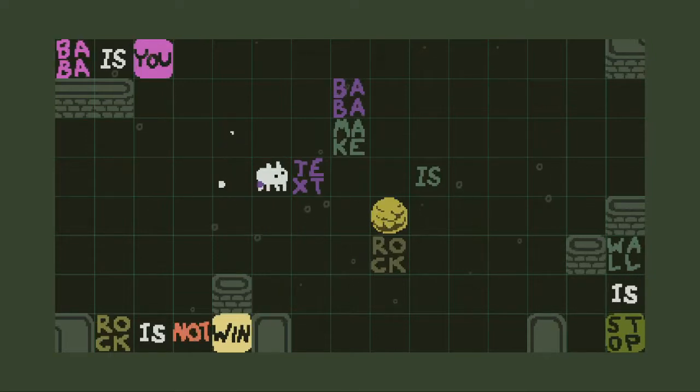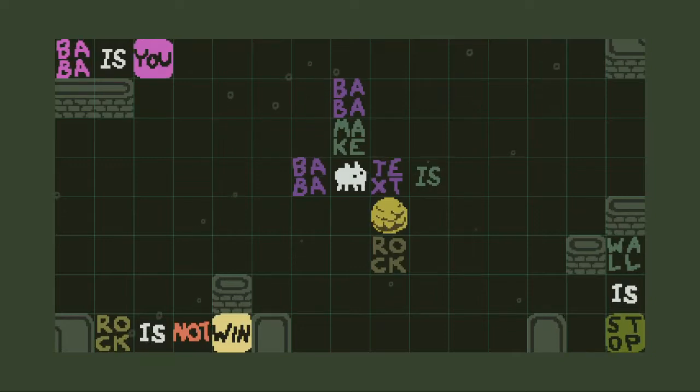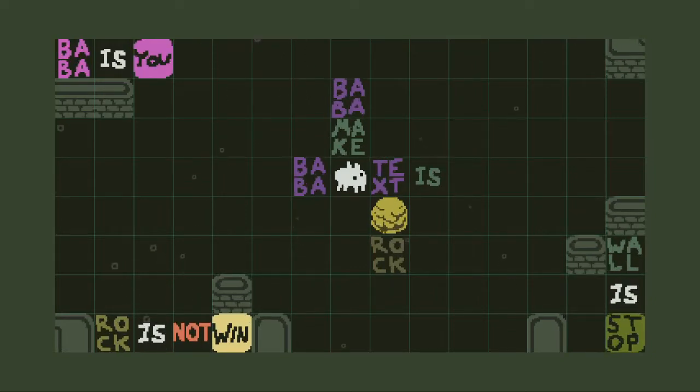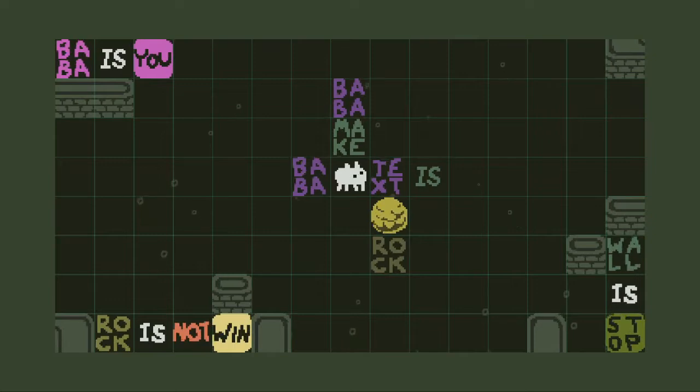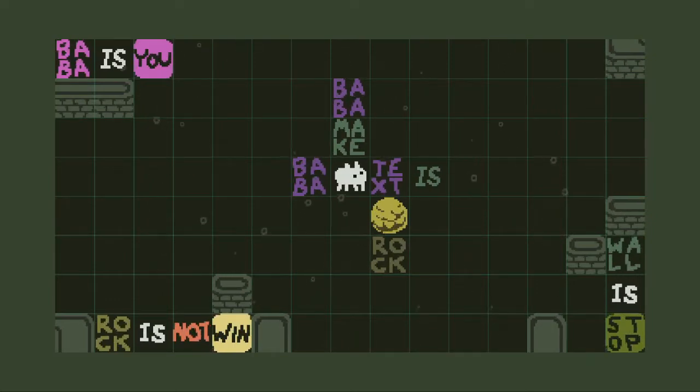Let's go ahead and just verify that. Yeah, so there's another word Baba. So I can create some extra words. And I've gotten is. How can I use any of this to do what I want?